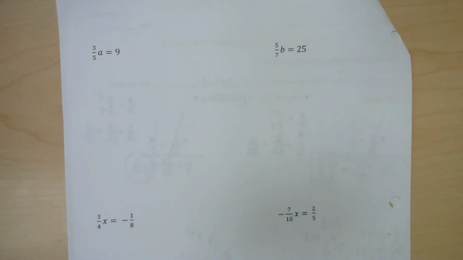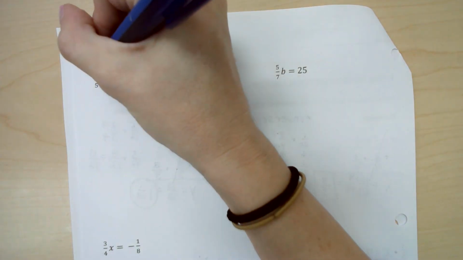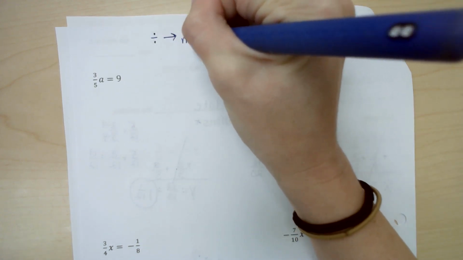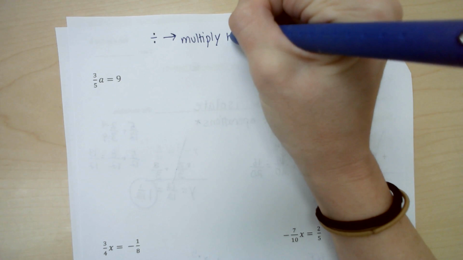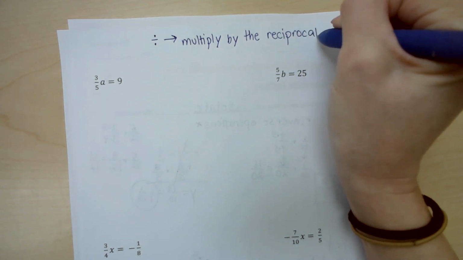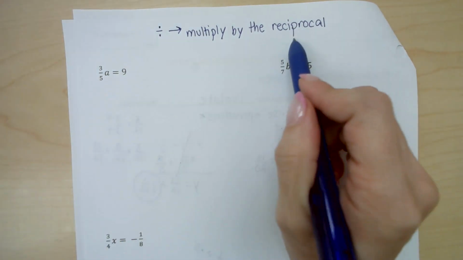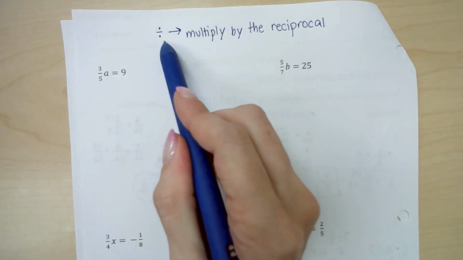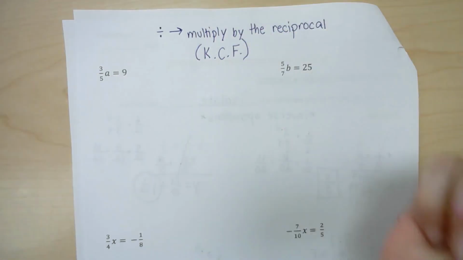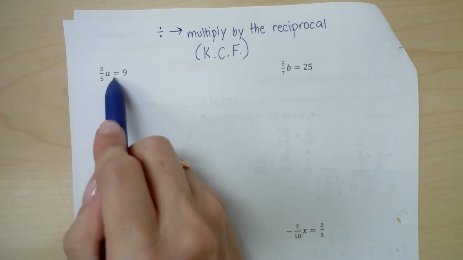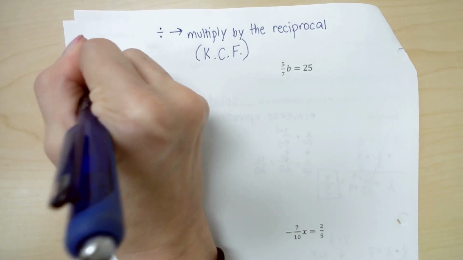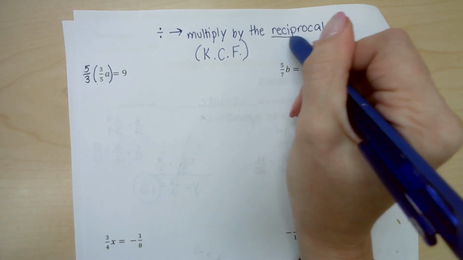Now, these are a little bit different, but the same strategy. If we have multiplication and we want to divide by a fraction, that means we're going to multiply by the reciprocal. Remember, the reciprocal is when we flip it upside down, and instead of dividing, we're going to be multiplying. Really, this is just summarizing what we do in keep, change, flip. So here, if we have 3/5 times a equals 9, to get a alone, we're going to multiply by 5/3. You multiply by the reciprocal.